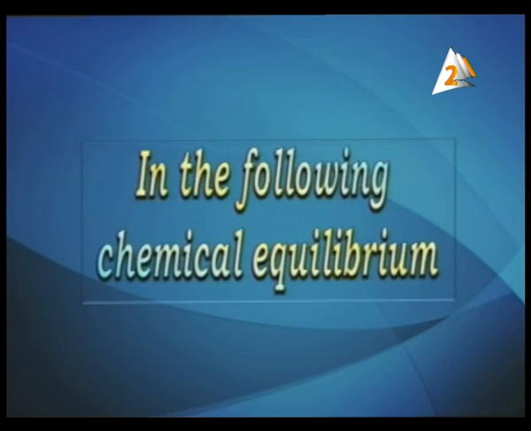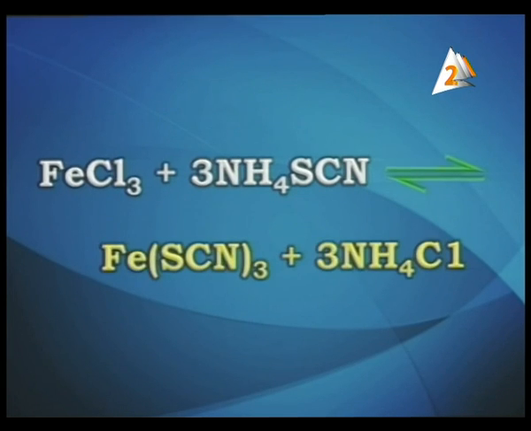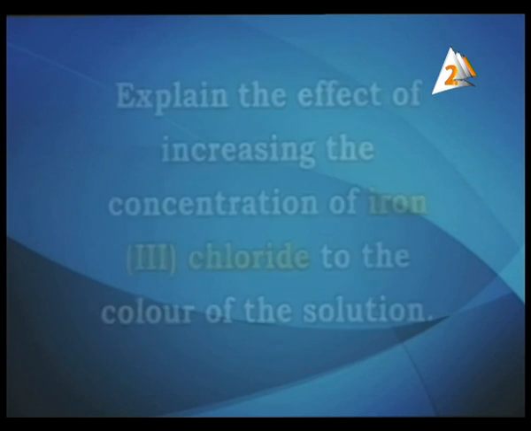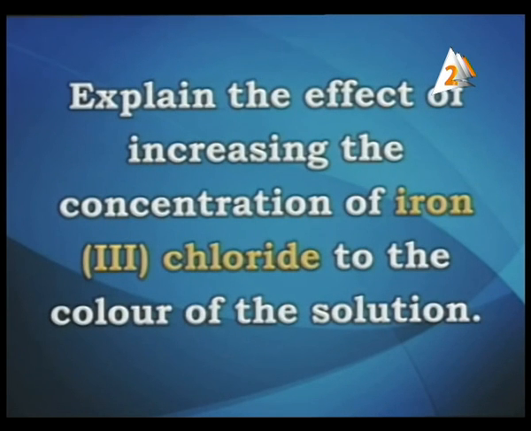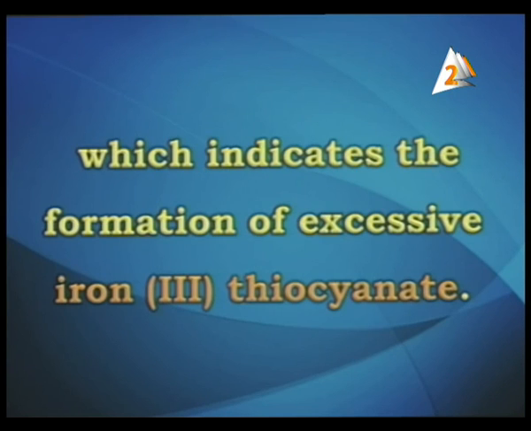Next type of question, my dear student. In the following chemical equilibrium, FeCl3 plus 3NH4SCN gives Fe(SCN)3 plus 3NH4Cl. Explain the effect of increasing concentration of iron 3 chloride on the color of the solution. The answer: if excess iron 3 chloride is added, the red color of the solution increases, which indicates the formation of excess iron 3 thiocyanate.